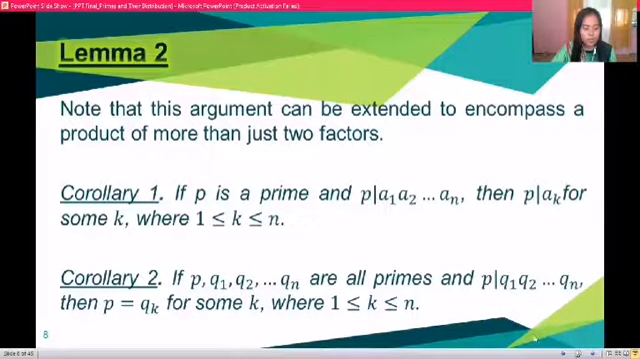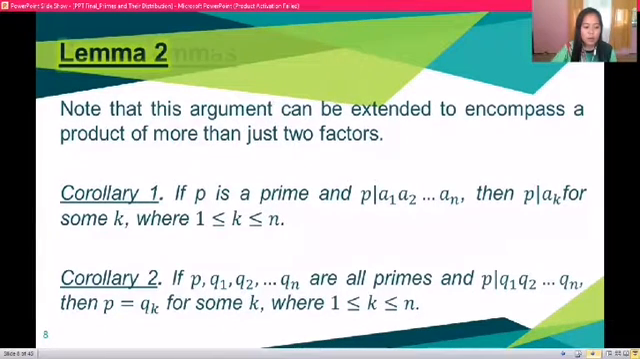Corollary 2 states: if p, q1, q2, ..., qn are all primes and p divides q1 times q2 times ... times qn, then p is equal to qk for some k where k is greater than or equal to 1 but less than or equal to n.